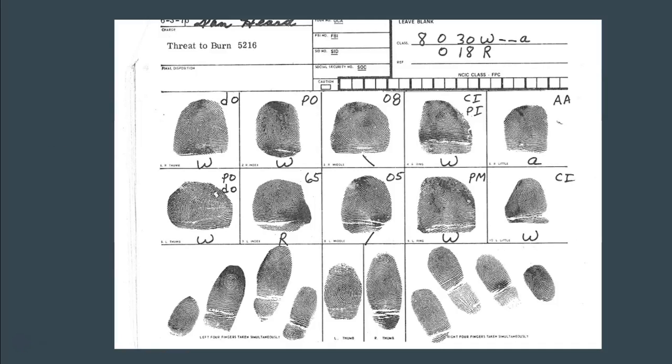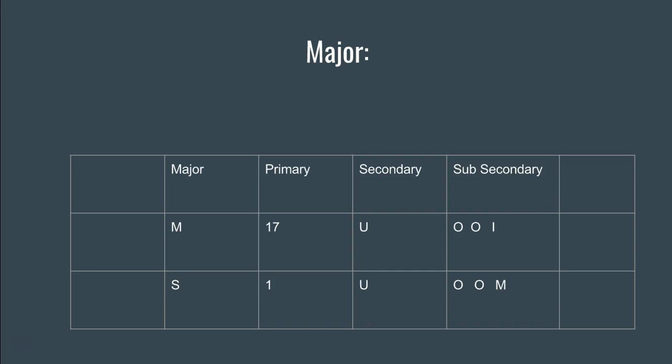Alright folks, so in our last video we talked about how to determine the secondary and subsecondary in the Henry classification. And in this video we're going to talk about the final three pieces of the Henry classification, which are the major, the key, and the final. So let's talk about the major.